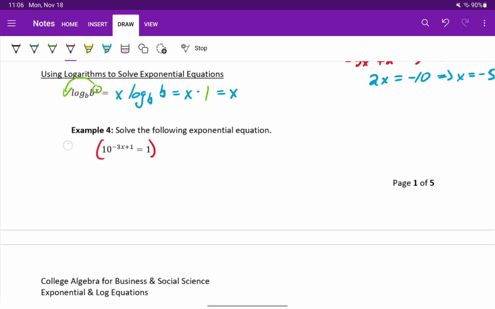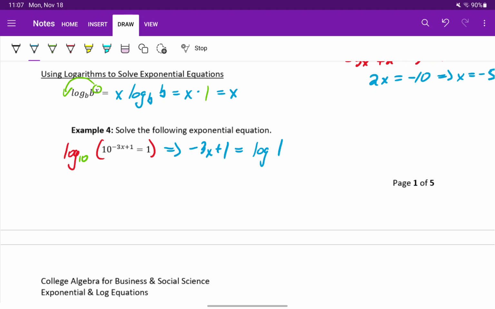In example 4, we'll take the log base 10 of both sides, or just the log, but we know that it's implied that's base 10. On the left-hand side, the log base 10 of 10 to the negative 3x plus 1 will just leave us with negative 3x plus 1. And then on the right-hand side, we'll have the log base 10 of 1.